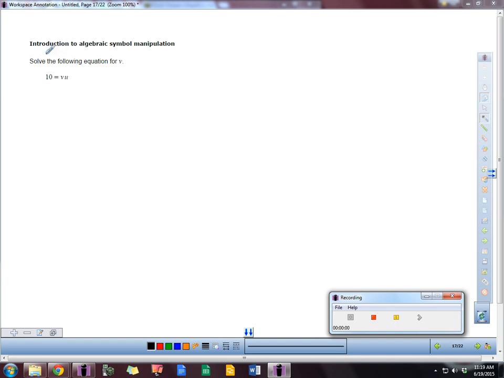We've done a little bit of solving equations here, whether it's in this class or a previous class. We're going to talk about this idea of algebraic symbol manipulation. Now this is important because throughout math class, you know this, there are many types of formulas.